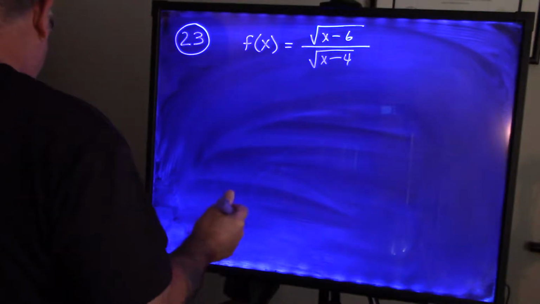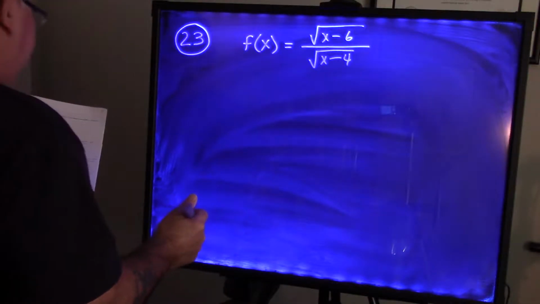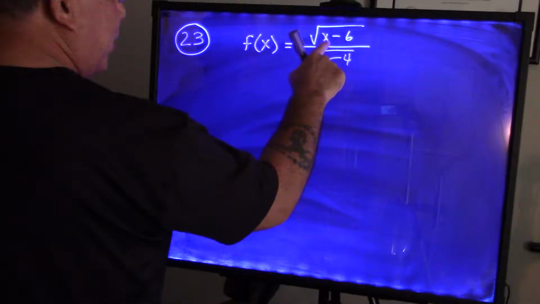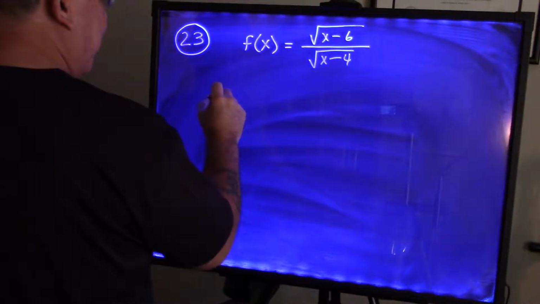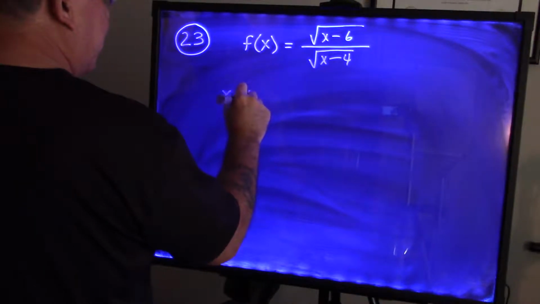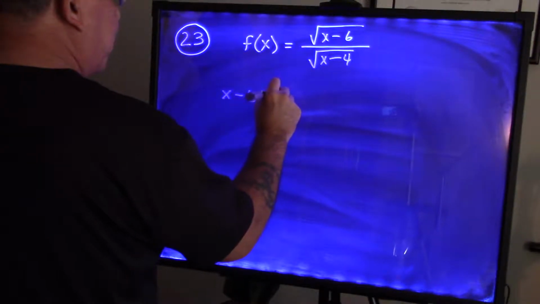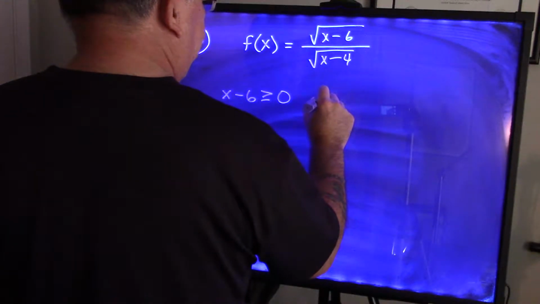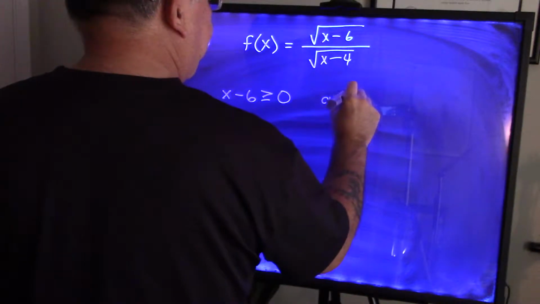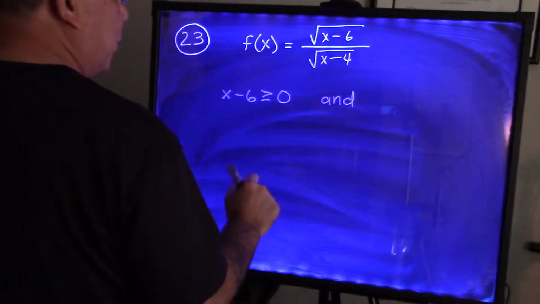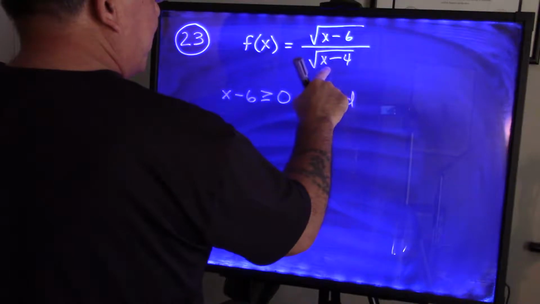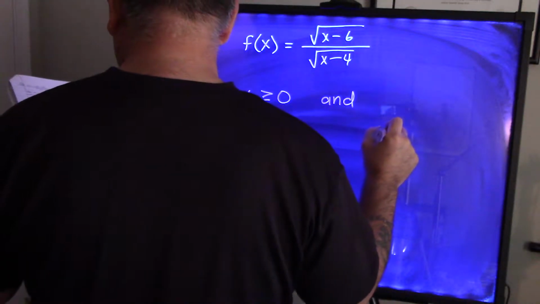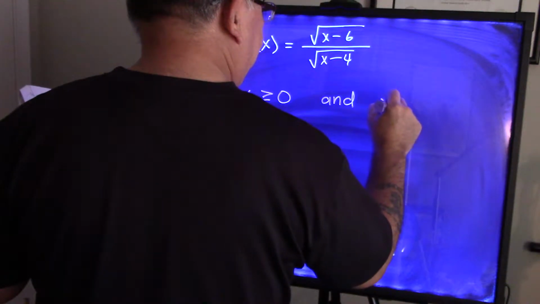So what we do is we set x minus 6 greater than or equal to 0. It's okay to have a 0 up here, so I'll set x minus 6 greater than or equal to 0. And we also have to have this, so I'll put "and" here. Both of these have to be true. This cannot equal 0, and it cannot be negative. So x minus 4 is greater than 0.